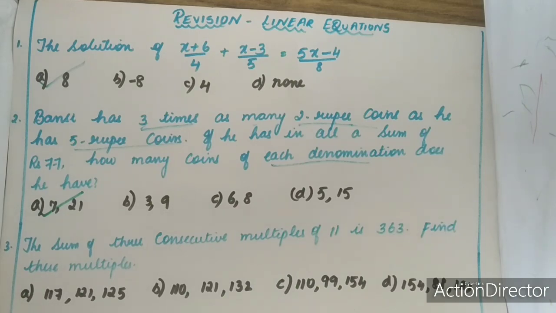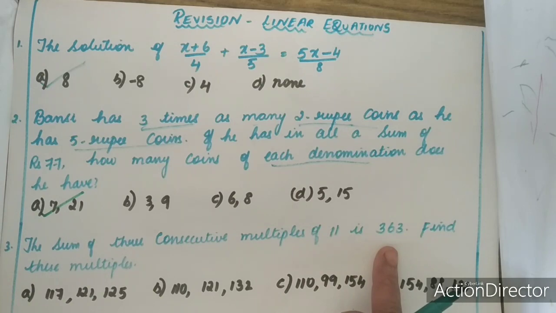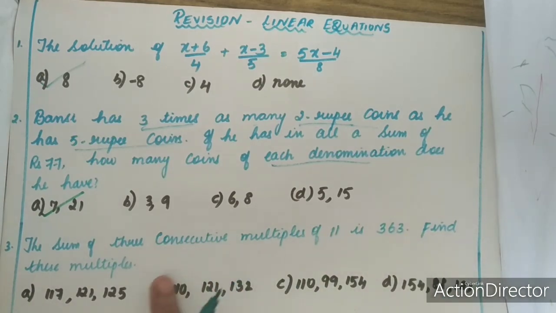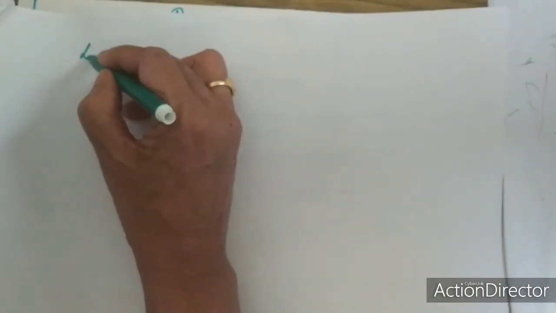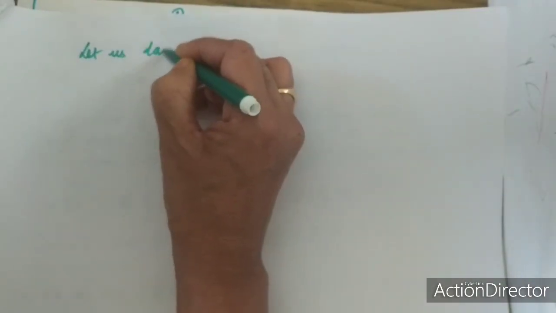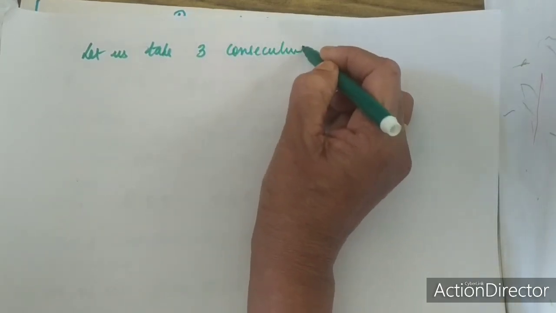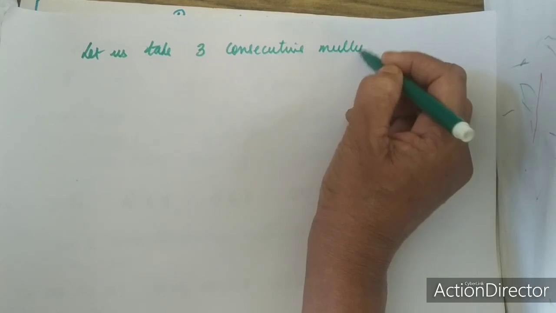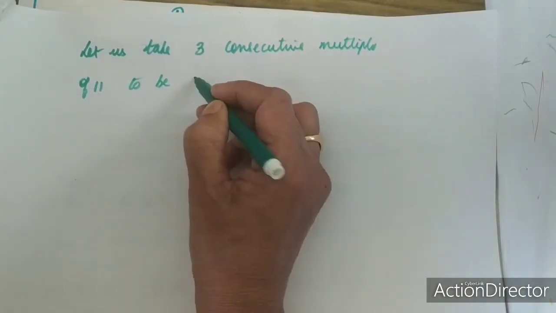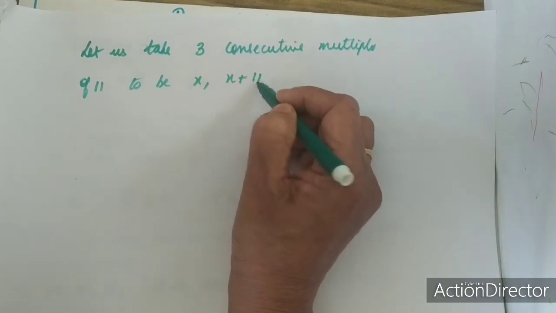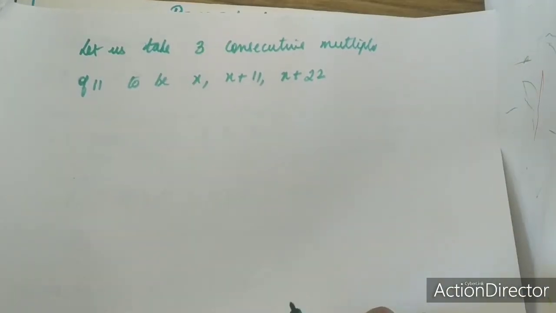Now let us see the third sum. The sum of 3 consecutive multiples of 11 is 363. Find the 3 multiples. So let us take the 3 consecutive multiples of 11 to be x, x plus 11, x plus 22. Now what is the condition given?